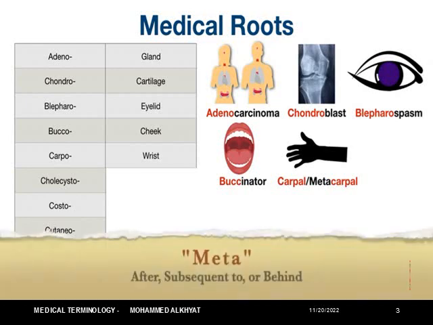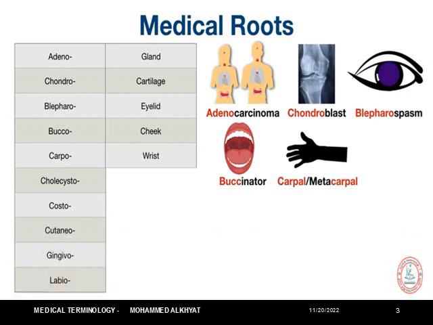Then if we break down metacarpal, meta means after, subsequent to, or behind. So the metacarpal bones are the bones in the hand, which are subsequent to the carpal bones, which are in the wrist. Metacarpal is another good example of a term that uses a prefix, which in this case is meta, and then it's followed by a root word.